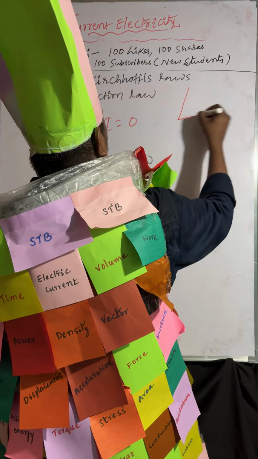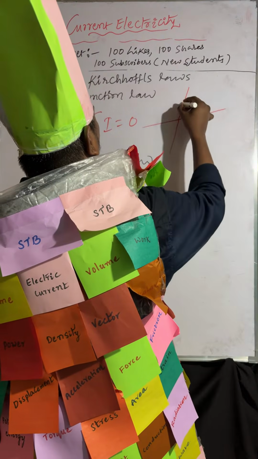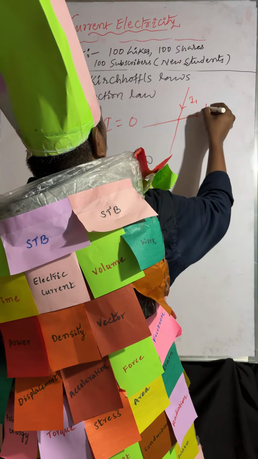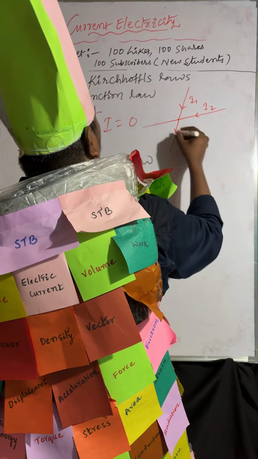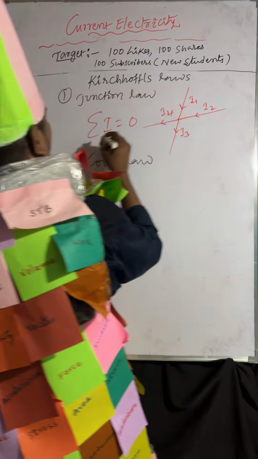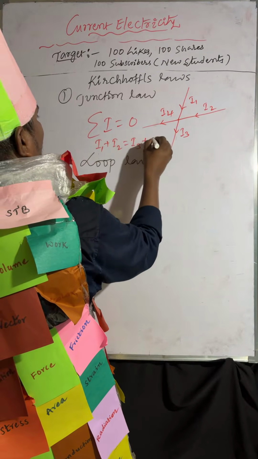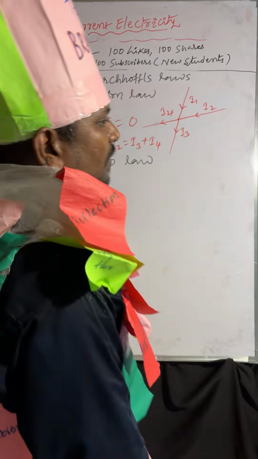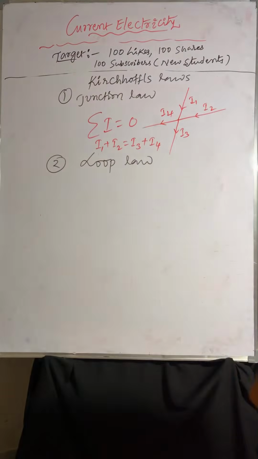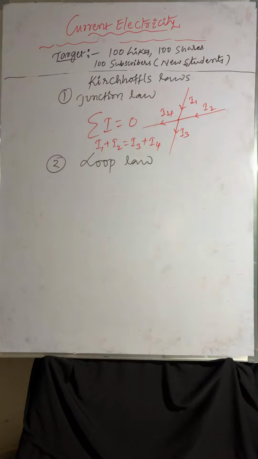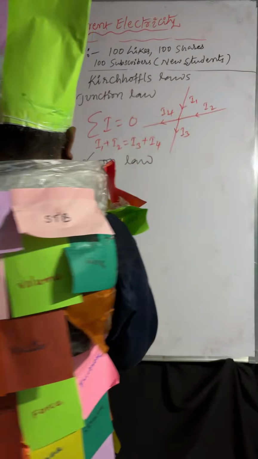Here you can see I1, I2, I3 and I4. The sum of the currents reaching the junction equals the sum of the currents leaving the junction. The algebraic sum of all the currents meeting at a junction equals 0. Understood? Coming to the loop law, there are 4 points. One by one we will discuss.